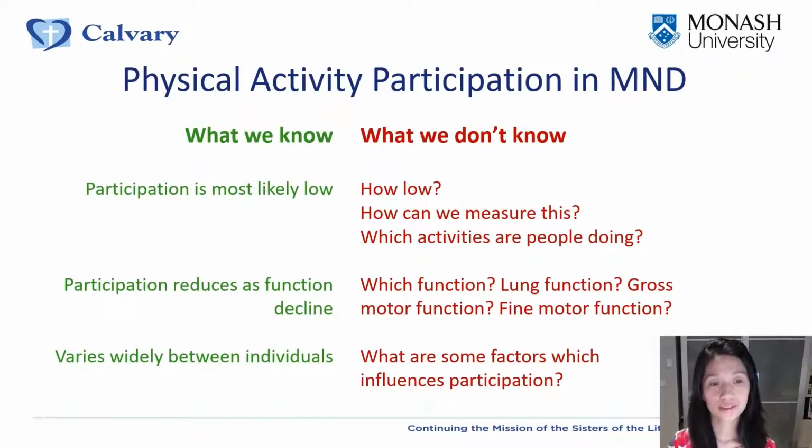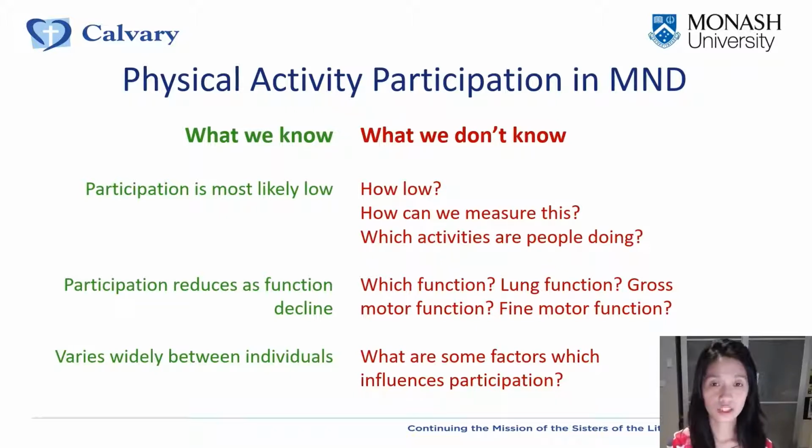So, what do we know about physical activity participation in people with MND? Well, we suspect that participation is low, but exactly how low we don't know. Currently, there's no documented outcome measures to capture this in people with MND. And if people are doing something, what exactly are they choosing to do as the disease progresses? From observation, we know that participation reduces as disease progresses and as the function declines, but we don't know which function. Is it respiratory function or is it motor function that has the biggest impact on physical activities participation?